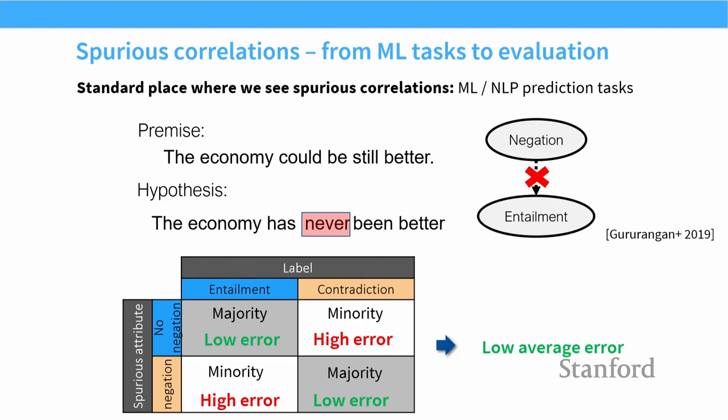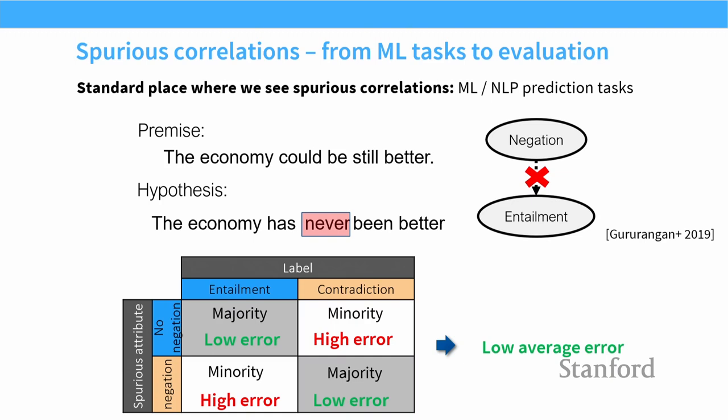We can think about this in the 2x2 diagram on the bottom here. What we would like to do is predict the label, whether something is an entailment or a contradiction. But it turns out that this is correlated with a spurious attribute, whether or not a sentence has a negation. The key thing is that because of the dataset bias, we mostly have data on the diagonal: entailment with no negation, or contradiction with negation. Because of that, just picking up on negation is a really effective strategy for predicting entailment, right?